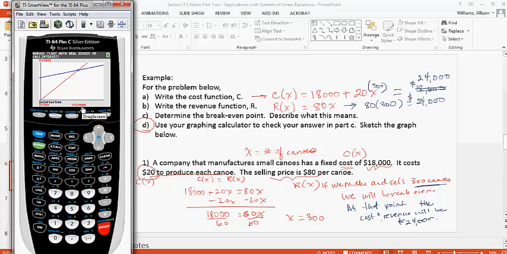Now, you will not be required to do this with your graphing calculator. I'm just showing you how you can use graphing, and hopefully this helps you also understand a little bit better about what it means to solve your system of equations.